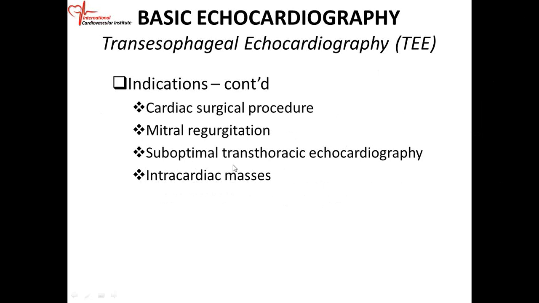Suboptimal transthoracic echo. So you're doing your regular transthoracic echo, TTE, and if the images are not very good, you can move on to a transesophageal echo. That's another indication for doing a TEE.